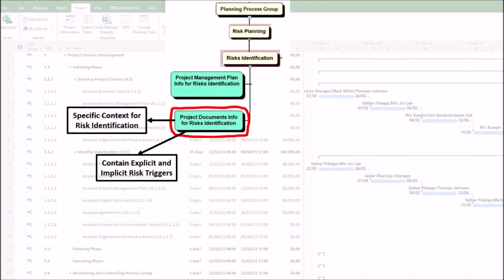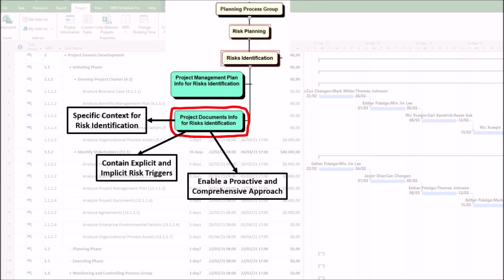Another repository of potential risks is the issue log. Current issues are problems that have already occurred. They are a prime source for identifying new risks, as they can create secondary or cascading effects. Another repository of potential risks is the stakeholder register. Understanding stakeholders' power, interest, and expectations allows you to identify risks related to stakeholder engagement, resistance, or changing requirements.